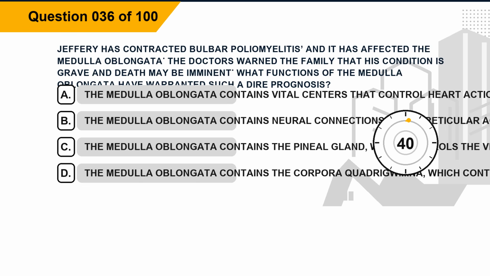Question 36. Jeffrey has contracted bulbar poliomyelitis, and it has affected the medulla oblongata. The doctors warn the family that his condition is grave and death may be imminent. What functions of the medulla oblongata have warranted such a dire prognosis? Option A. The medulla oblongata contains vital centers that control heart action, blood vessel diameter, and respiration. Option B. The medulla oblongata contains neural connections of the reticular activating system. Option C. The medulla oblongata contains the pineal gland, which controls the vital centers. Option D. The medulla oblongata contains the corpora quadrigemina, which controls the neural transmission of impulses along the spinal cord.